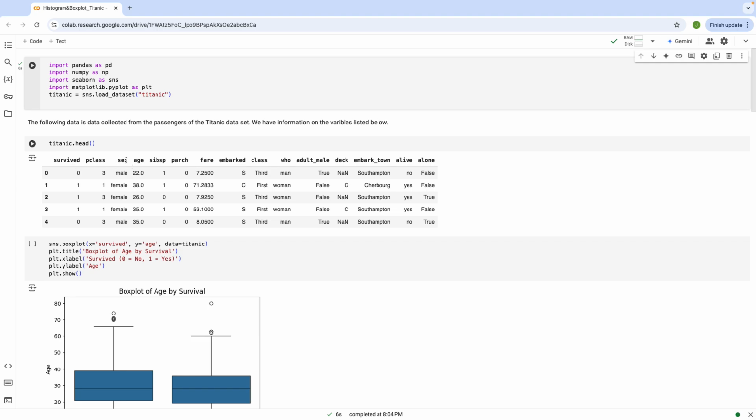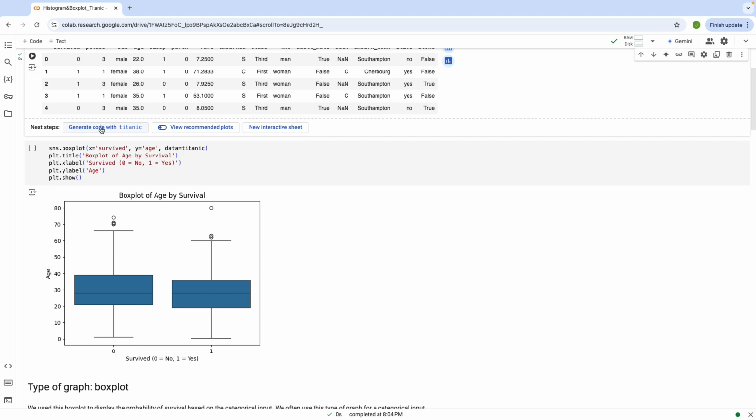There are a lot of other variables such as the sex, the passenger class, where they embarked. Then they coded survival as another variable as alive here, so you could use this variable alive, or you could use survived coded as 0, 1. Okay.